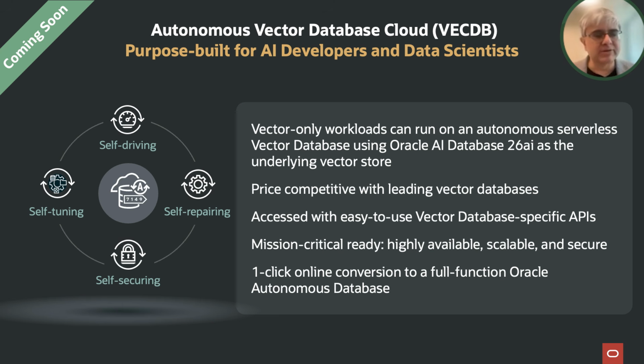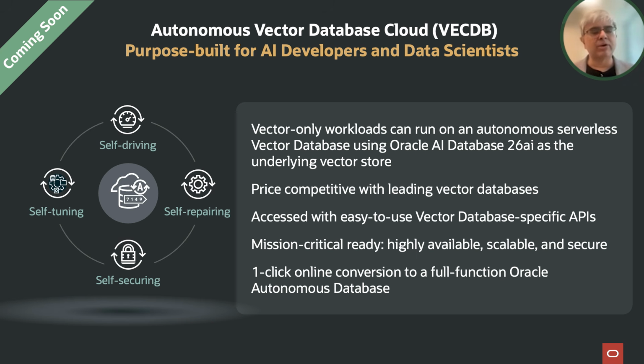We are also delivering, again shortly, an autonomous vector database cloud service. Now, we already have a very sophisticated, full-featured autonomous database that has vector support. The difference is this is purpose-built and is a subset of the autonomous database designed to really work for AI developers and data scientists who may not need the full power of everything Oracle Database has, but really require certain specific features like vector search, like vector embedding generation, and like RAG workflows.